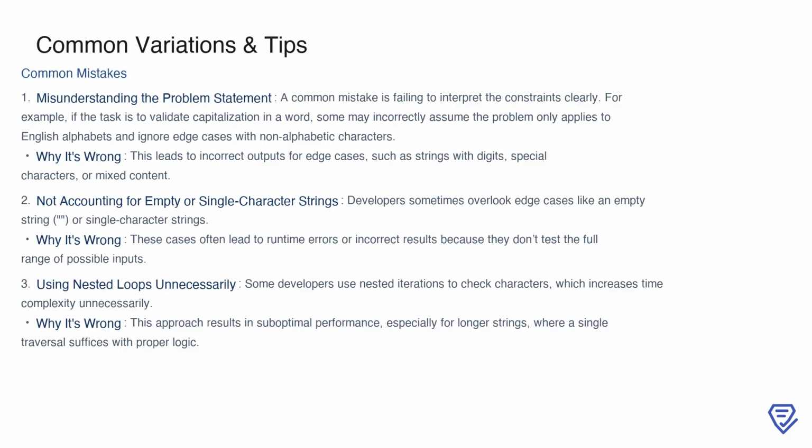Another frequent oversight is failing to account for empty strings or single character strings. These edge cases, such as an empty string or a single letter, can cause runtime errors or incorrect results if not explicitly tested. Finally, some developers resort to using nested loops to check each character in the string. This approach, while functional, unnecessarily increases the time complexity compared to a single traversal with optimized logic, which is more efficient, especially for longer strings.